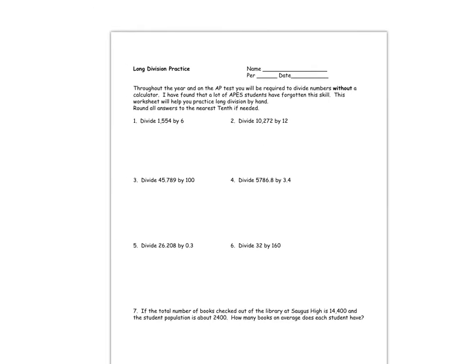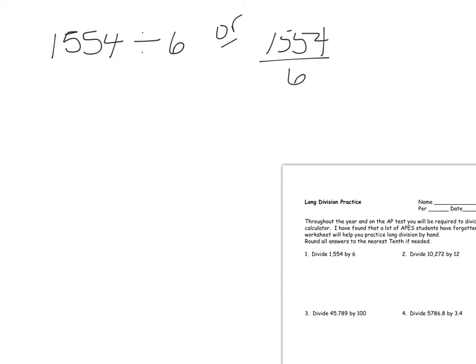of the questions. So the first one, number 1, divide 1,554 by 6. So the word by, it's basically telling you that 1,554 is divided by 6. So even though I wrote the word by, you can just substitute in the division sign. And so now, how do we set this up? You can also write it like this. Like that. That's also the correct way to do it.